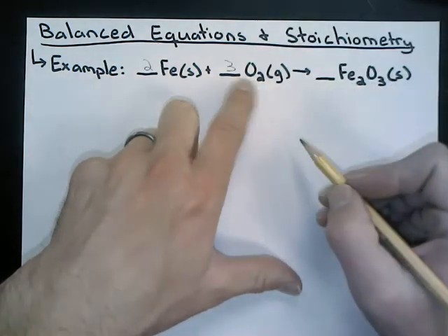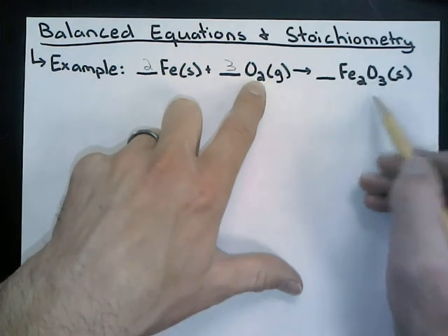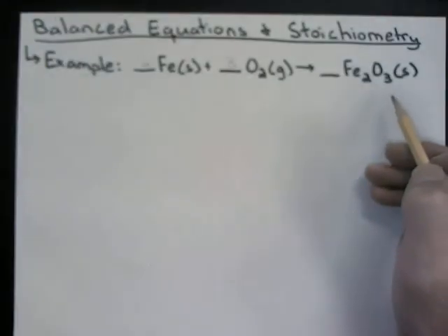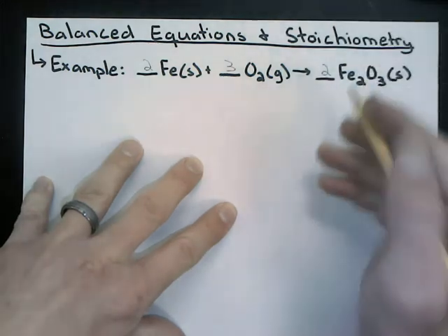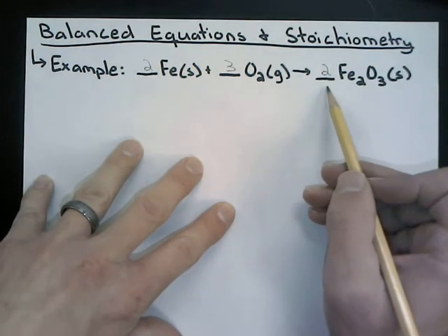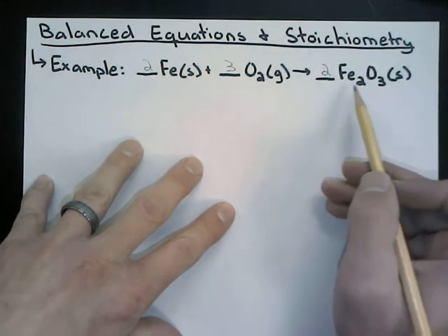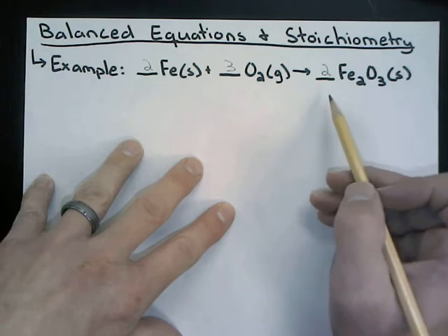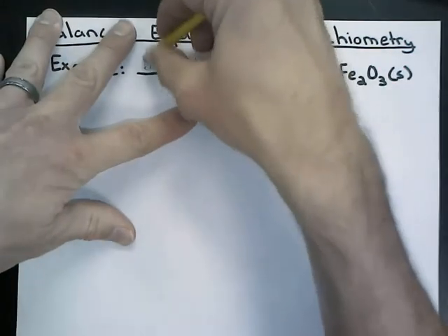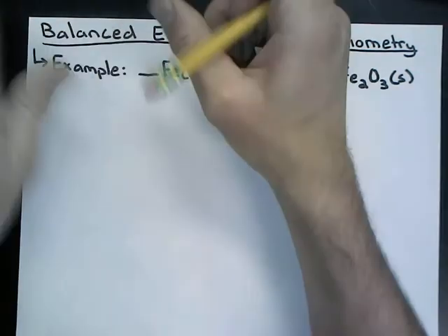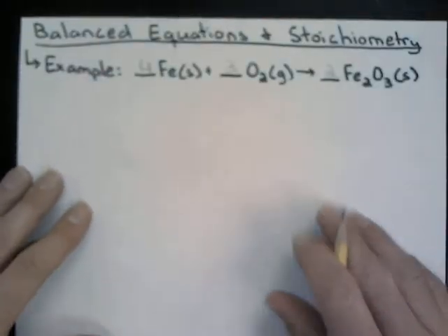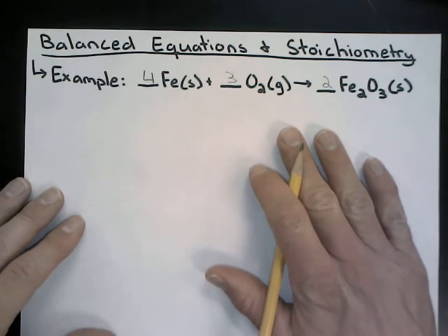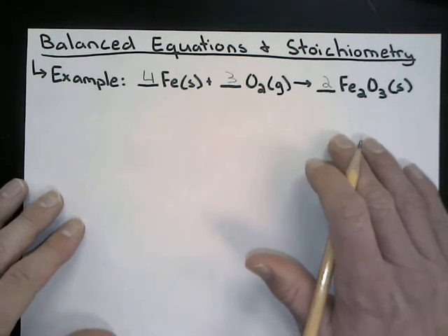So I have 3 times 2, a total of 6. Now my goal on the right is to get to 6. So what times 3 equals 6? Well, 2. Now our oxygens are balanced, but this has made our irons a total of 4. So no longer does this need to be 2. The iron on the left needs to be 4. So our coefficients are 4, 3, and 2.